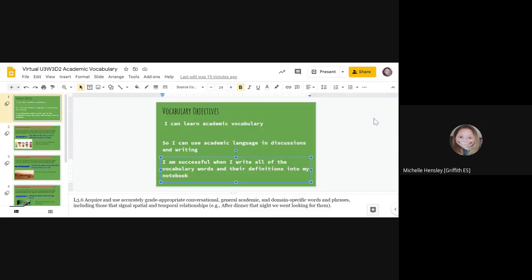I'm back. It is Tuesday, and we have academic vocabulary for Unit 3, Week 3 today. We're still under the same standard that we were working on yesterday, L 3.6, language, third grade, sixth rule: acquire and use accurately grade appropriate conversational, general academic, and domain specific words. Yesterday we did some domain specific science words. Today we're just going to do some general academic language that is going to help you with this unit and with what we're reading this week.